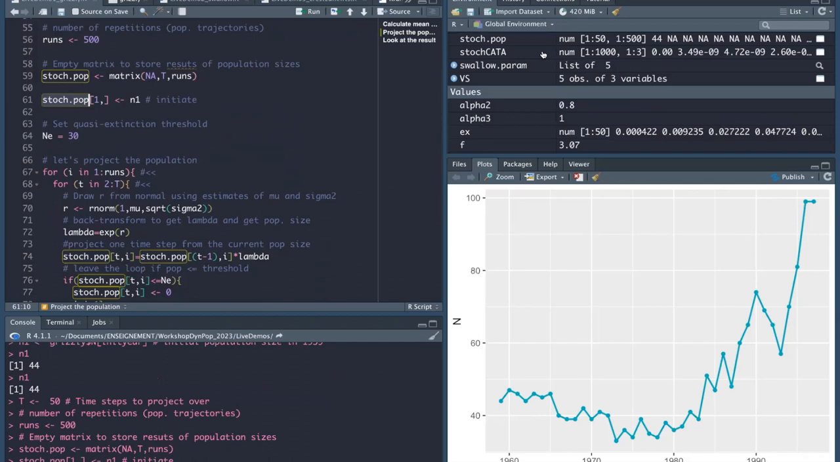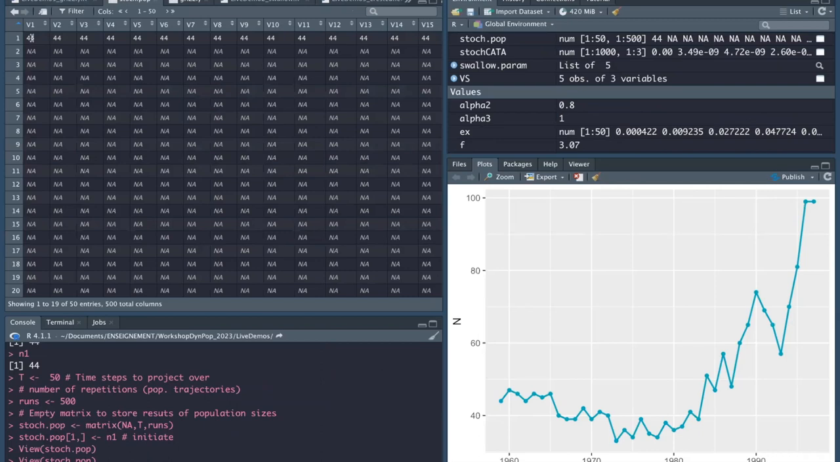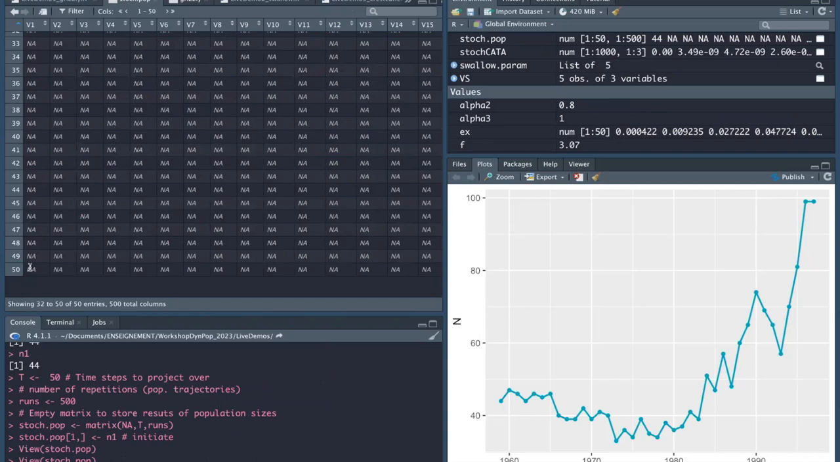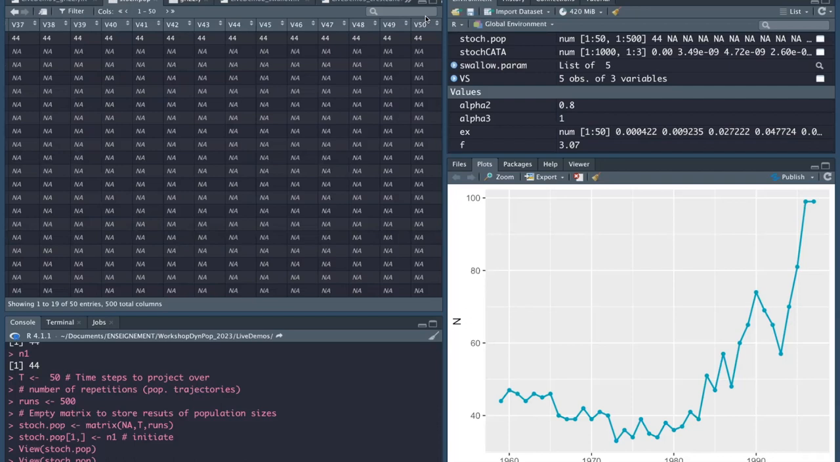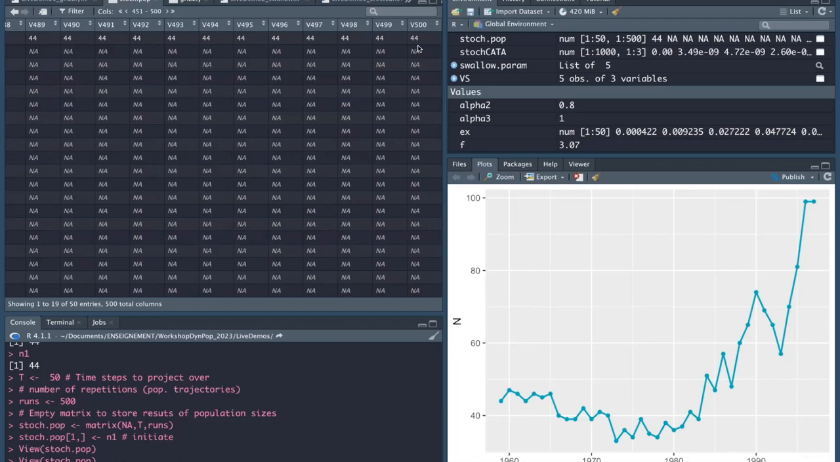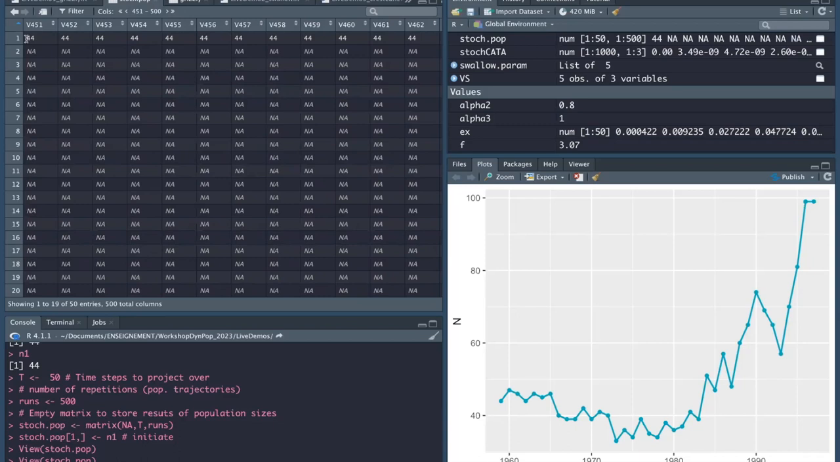And you see that we created a big matrix with 50 rows because we ran the projections for 50 years and 500 columns because we replicate the simulation for 500 virtual populations. And we fill the first line, the first year, for the 500 populations to 44, which is our initial population size.